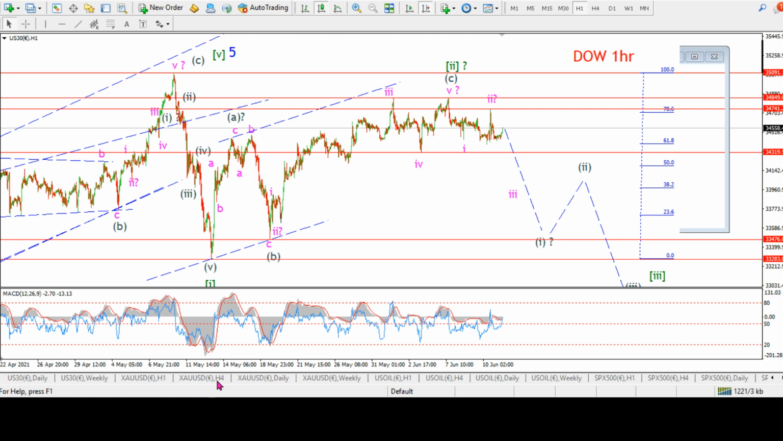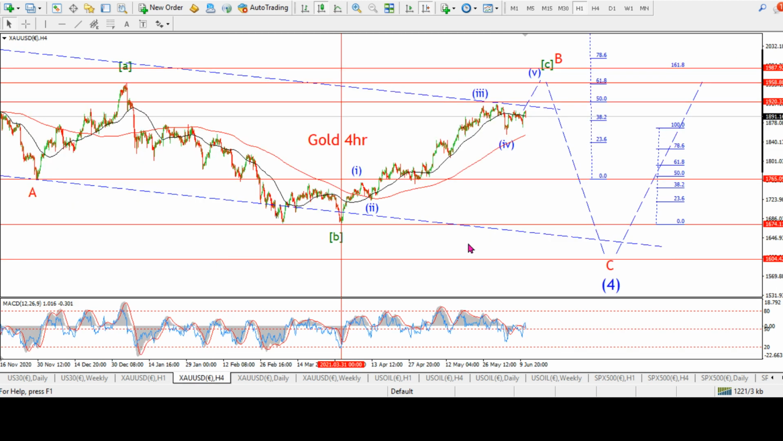Okay, so let's move on to gold. So this is the 4-hour count in gold. If you can hear the dog barking, don't mind him. Still tracking this ABC. Possibility that it's an expanded flat correction, ABC. So we've got 3 waves up in A, 3 waves down in B, and then in 1, 2, 3, 4.